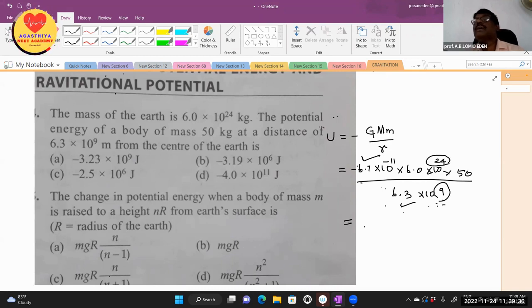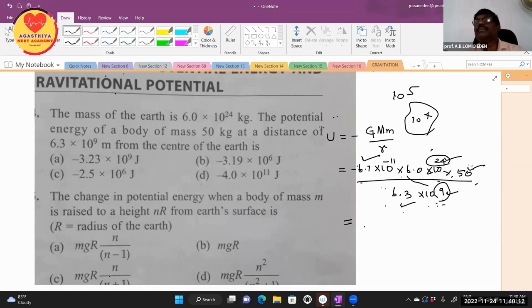The remaining is 10 to the power of 4. Understand? Here 10 to the power of 9. When this power comes to the numerator, it becomes 10 to the power of minus 9. Minus 9, minus 11, minus 20. Here the power is 24. When you subtract that power, it becomes 10 to the power of 4. Here also one power is there, that is 10 to the power of 5.